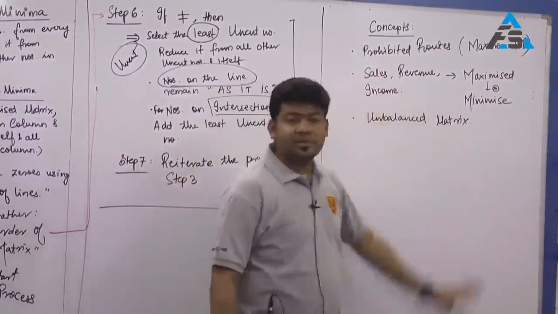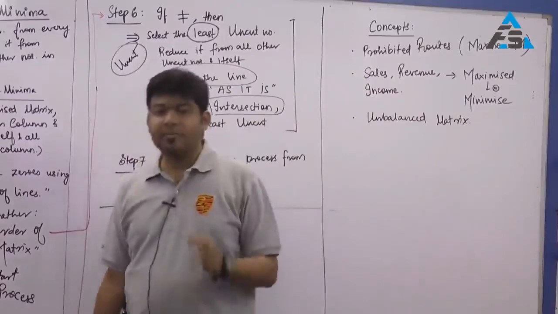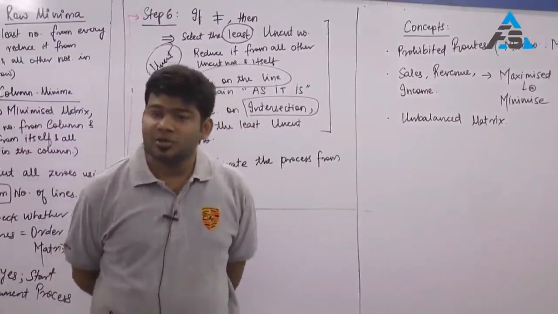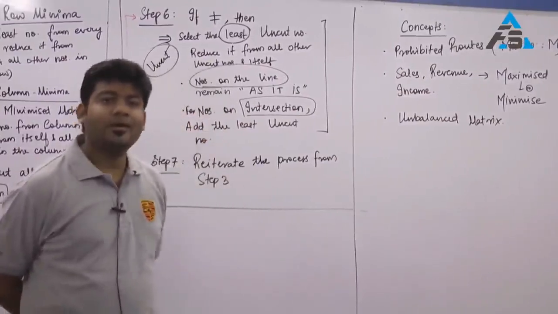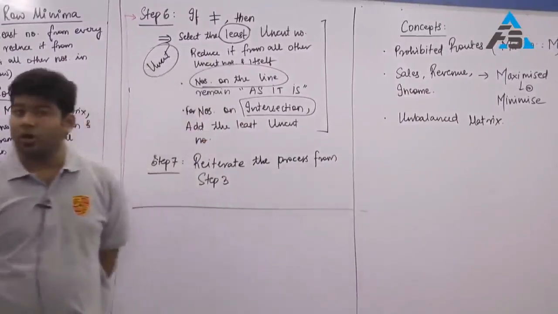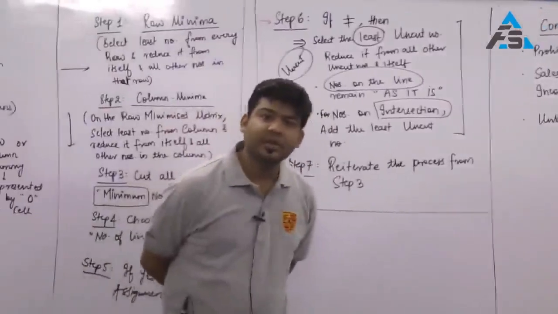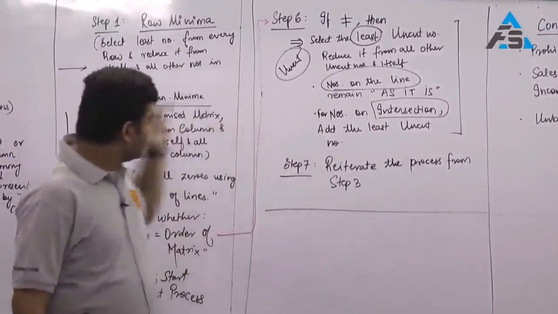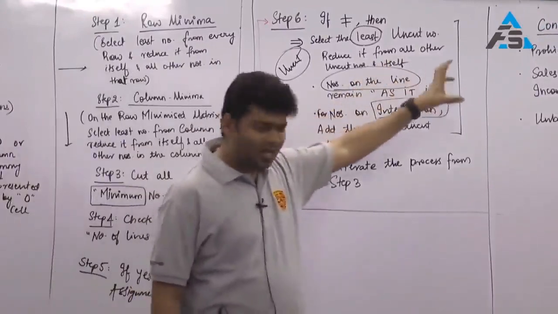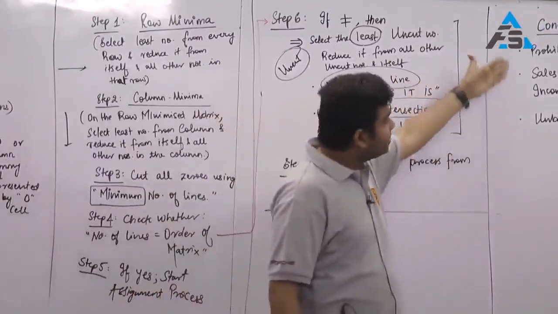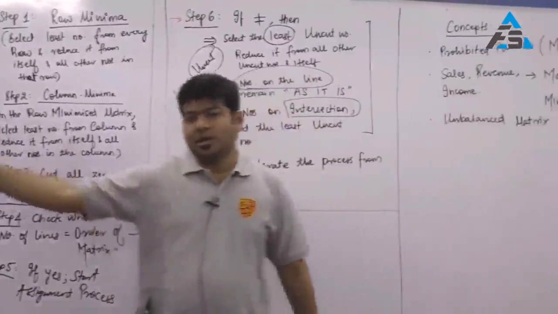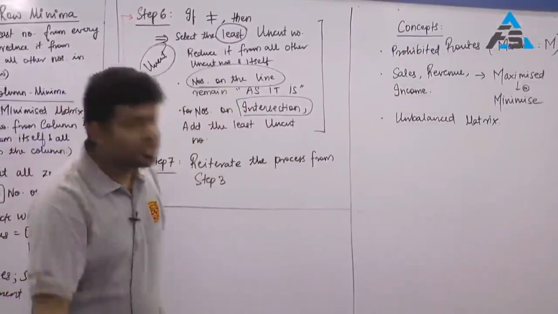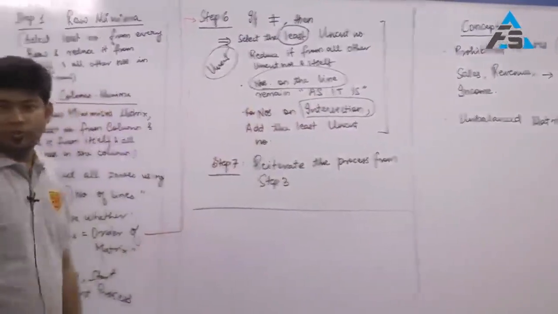Next is unbalanced matrix. What is an unbalanced matrix? Unbalanced matrix means where your number of rows is not equal to number of columns. Add a dummy row or a dummy column, as the case may be, balance it, and only then can you start with the assignment process. So this is how the process works. These are the major concepts on which the question can be asked. Again, in detail, there are a lot of other things as well, but in a nutshell, this is how assignment works.